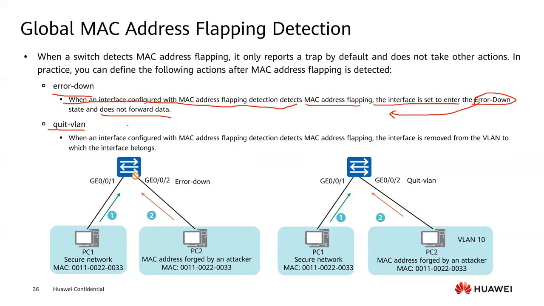Another action after MAC address flapping is detected is quit VLAN. When an interface configured with MAC address flapping detection detects MAC address flapping, the interface is removed from the VLAN. What does it mean? It means this port will no longer allow this VLAN's traffic. For example, if you have already detected address flapping inside this VLAN and you remove the port from this VLAN, then frames with this specific VLAN will not be received by the switch. So it is another way to prevent the frames from entering the switch and the network.